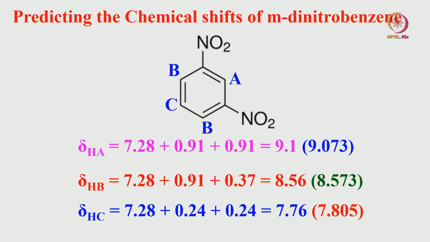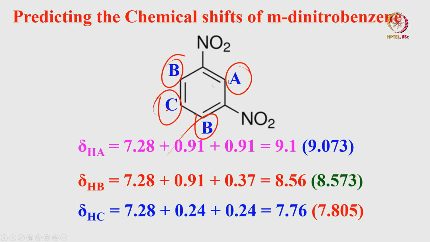Let us take an example like this. Instead of para-dinitro, let us take meta-dinitro. If I take meta-dinitrobenzene, remember here not all 4 protons are chemically equivalent. These two are the same, and there are only 3 possible chemical shifts, these B protons are identical. Now I can calculate and predict the chemical shift for all the 3 protons.